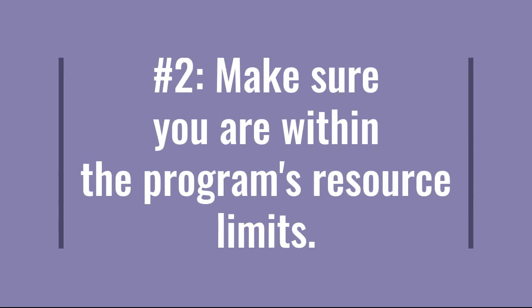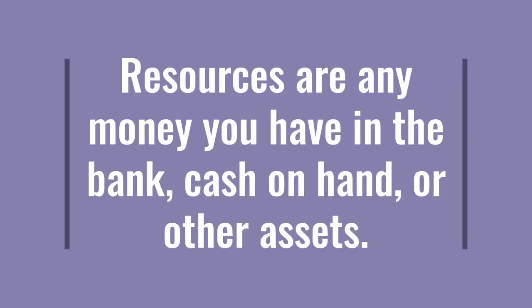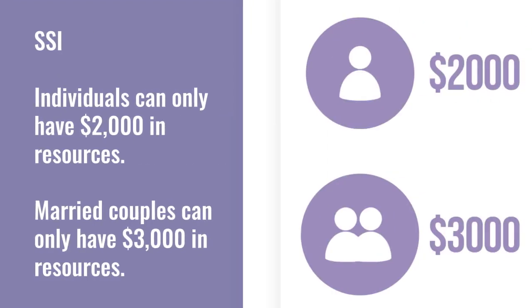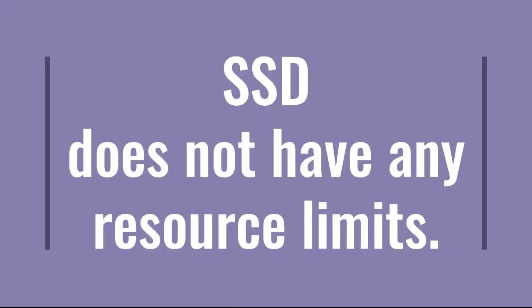Step 2. Make sure you are within the program's resource limits. Resources are any money you have in the bank, cash on hand, or other assets, including real property. For SSI, individuals can only have $2,000 in resources, and married couples can only have $3,000 in resources. SSD does not have any resource limits. You can apply for the program regardless of yours or your spouse's income, cash on hand, or assets.